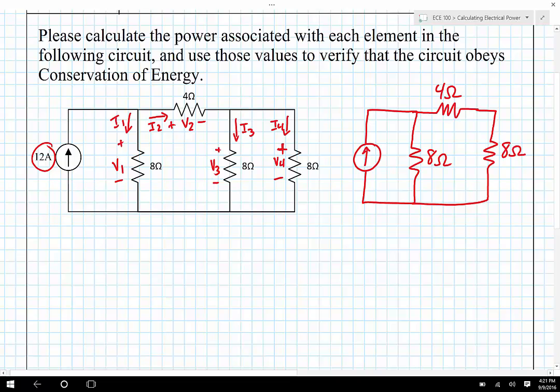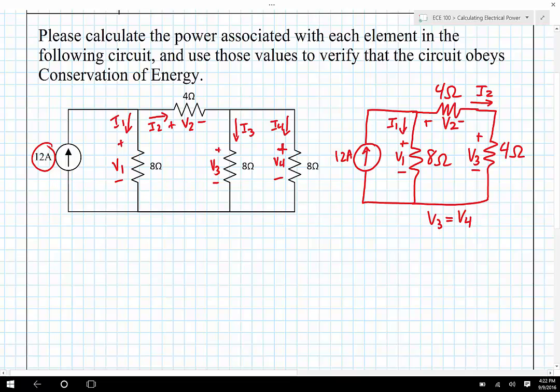So here's 8, oh, I'm sorry, not 8. This one is 4 because I just combined two 8 ohm resistors together. This is V3. Of course, it's also V4 because V3 equals V4. I'll just make a note of that down here. V3 equals V4. And I know that this is still V2 plus to minus. I2 is flowing through that 4 ohm resistor. This is V1 plus to minus, and this is I1 flowing down through that resistor. And then here we have 12 amps.